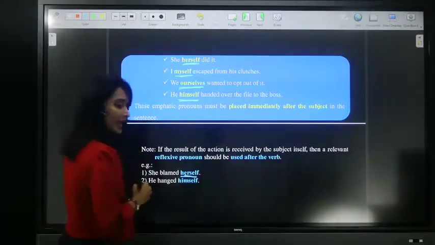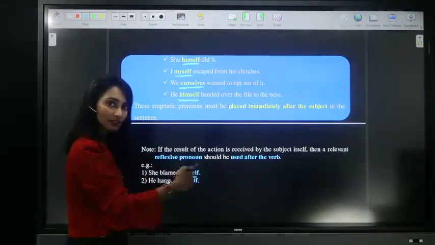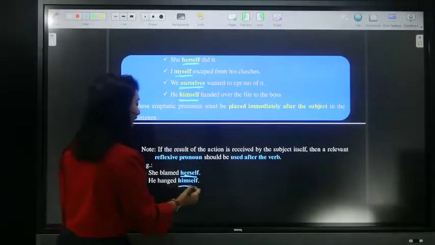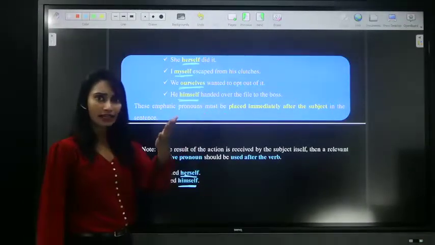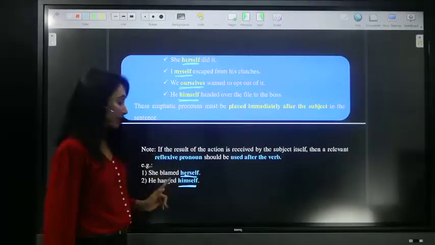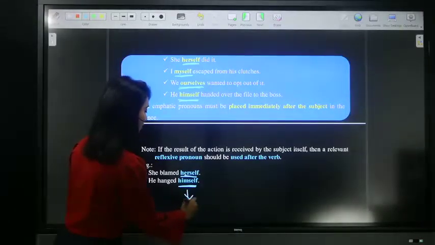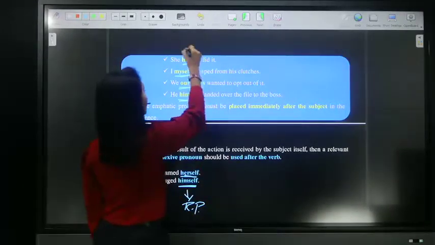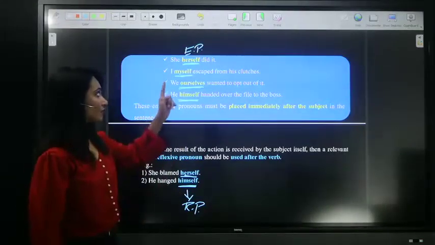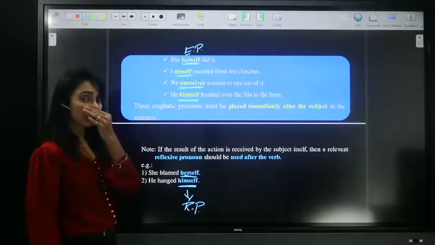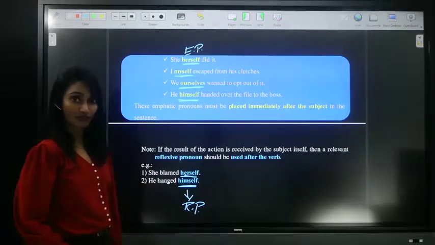Look at this one. She blamed herself. Who blamed? She. Whom did she blame? Herself. So reflexive pronouns. He hanged himself. Who hanged? He. Whom did he hang? Did he hang you? Did he hang him? Did he hang me? No. He hanged himself. Again, it is a reflexive pronoun. Here they are emphatic pronouns. I hope it is clear. So emphatic pronouns are placed immediately after the subject, that is before the verb. Reflexive pronouns are placed after the verb. That is a basic difference, right?